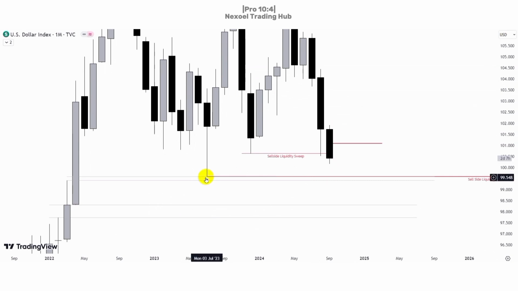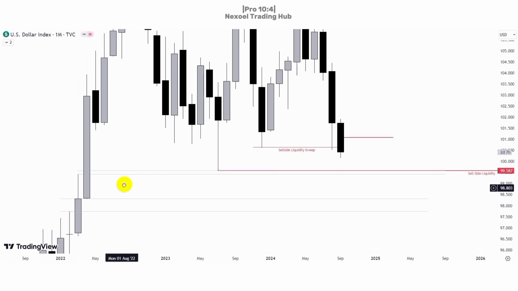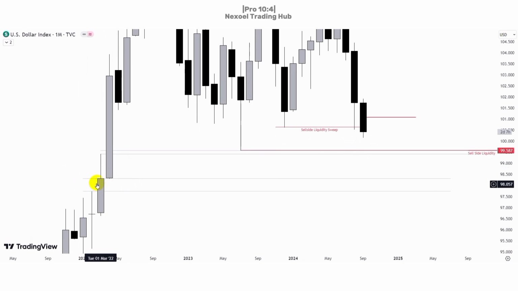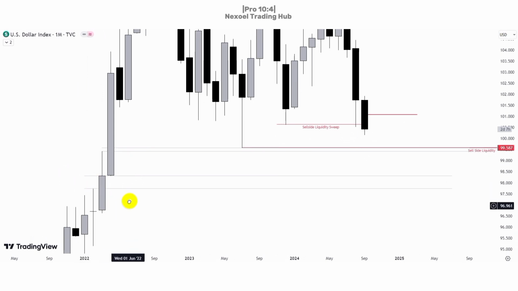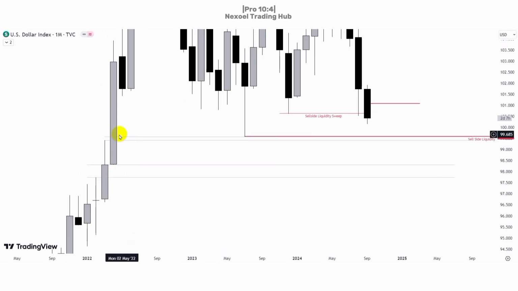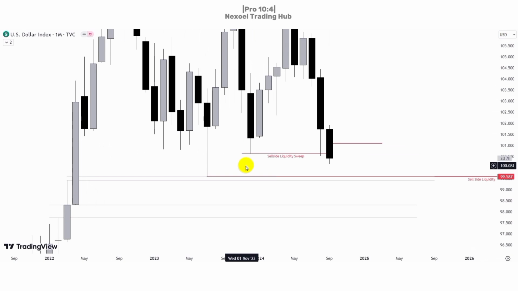So this is our draw on liquidity, and we can see we're having this unmitigated fair value gap. So we're looking forward to see that price will further dip to the downside, take out this sell side liquidity and mitigate this fair value gap. Slightly below this fair value gap, we have this other fair value gap in confluence with this base price level. But we are looking at price taking out this sell side liquidity first, and then the mitigation of this fair value gap.